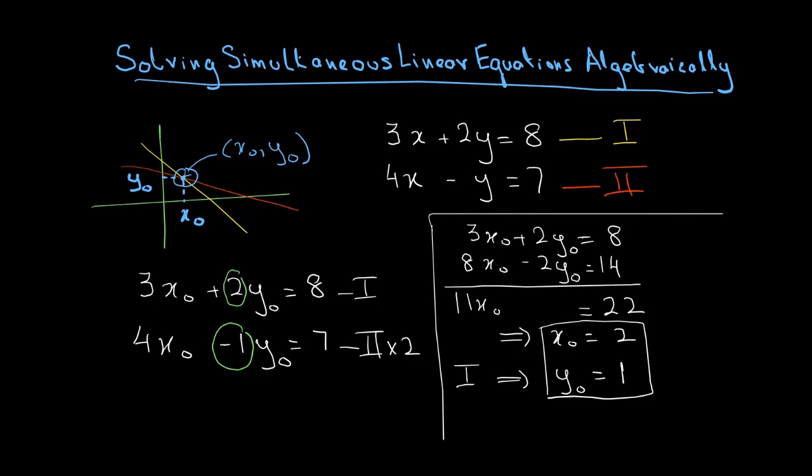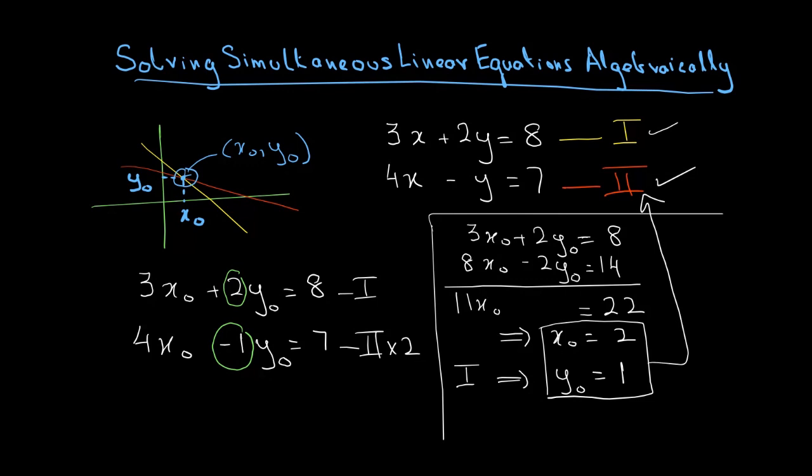And you can check. Let's put the values in equation 1. What is 3x naught? Well, that's 6. What's 2y naught? That's 2. 6 plus 2 is equal to 8, so equation 1 is satisfied. Let's look at the second equation. What's 4x naught? Well, 4x naught is 8. 8 minus y naught, which is 1, so 8 minus 1 is 7. So the second equation is also satisfied. So x naught equal to 2 and y naught equal to 1 simultaneously satisfies the two equations.